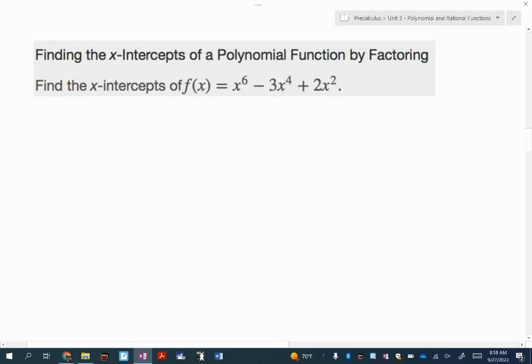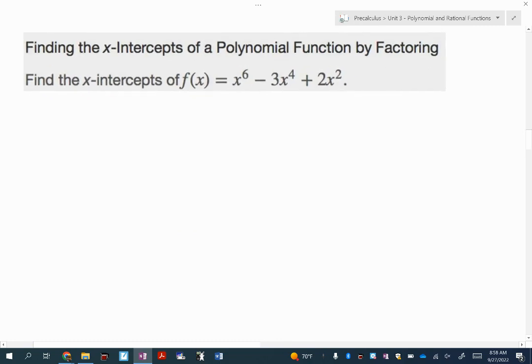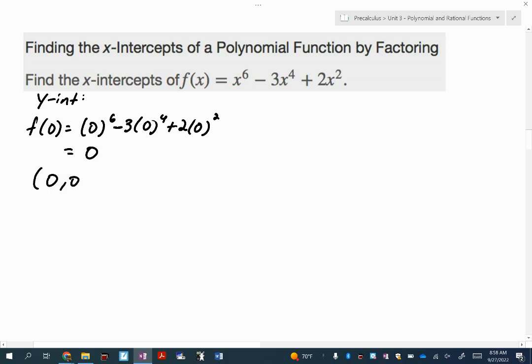Okay, let's try another one. This one will require a little bit more work because we're dealing with something we need to factor. So let's find the y-intercept first by plugging in 0. So f of 0 is 0 to the 6th power minus 3 times 0 to the 4th power plus 2 times 0 squared. You know that this is going to be 0. So our y-intercept is 0, 0. As I mentioned in the last lesson, that means one of your x-intercepts will also be 0, 0.